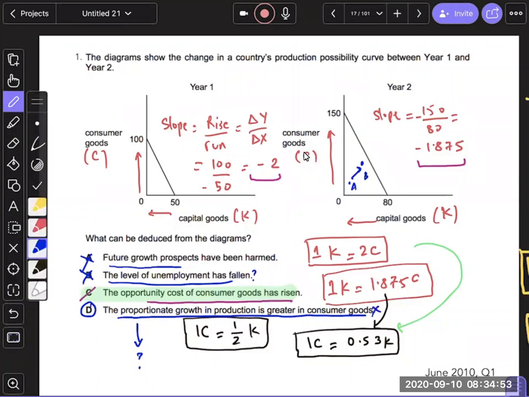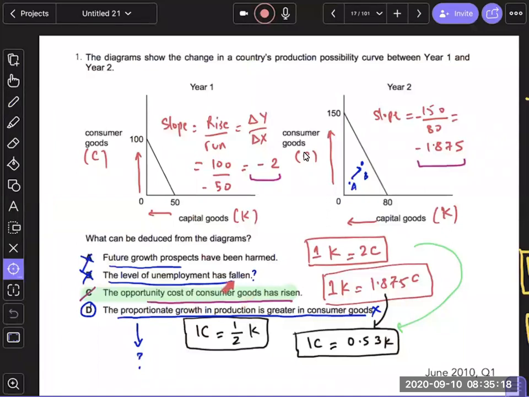But once you know your PPC calculations, you would know the answer is C. And it requires two things. Number one, you need to understand that you need to find the gradient. Then you need to find the opportunity cost not of one good, but of the other good. In the answer choice, they said opportunity cost of consumer goods. If they had written opportunity cost of capital goods, you would not need to do the second step of the calculation.